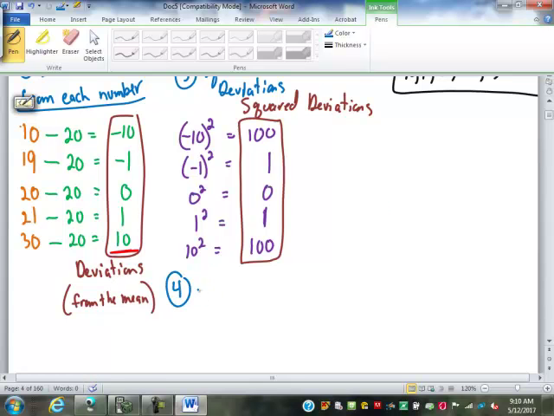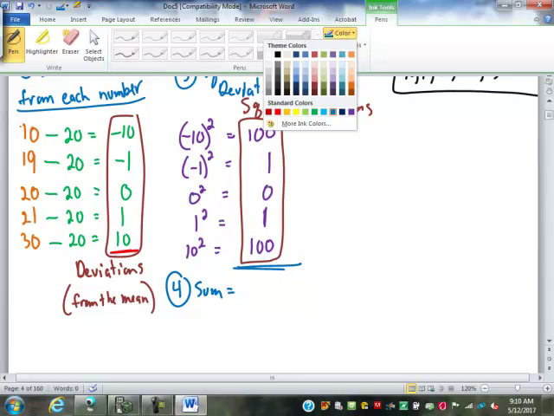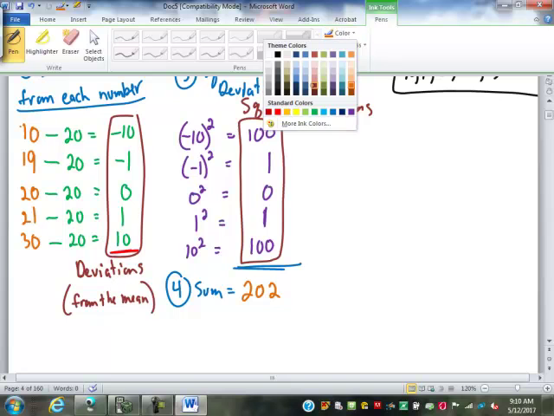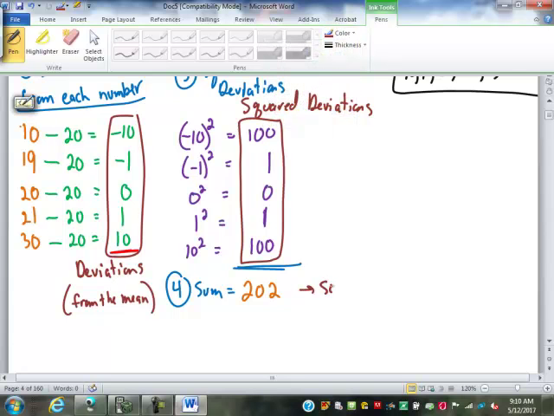Step 4 is to sum these up. Find the sum. We're going to add them up. So we add those. 100 plus 1 plus 0 plus 1 plus 100 is 202. This is referred to as the sum of the squared deviations.